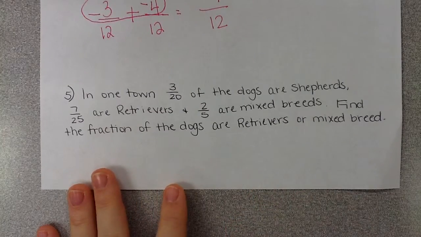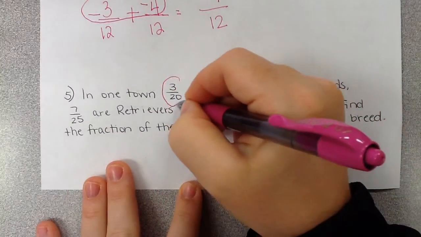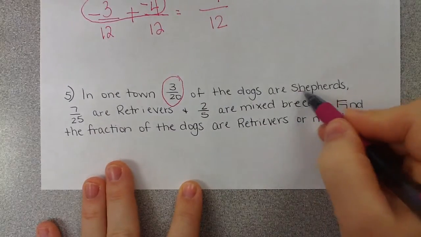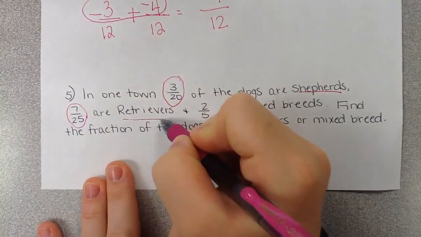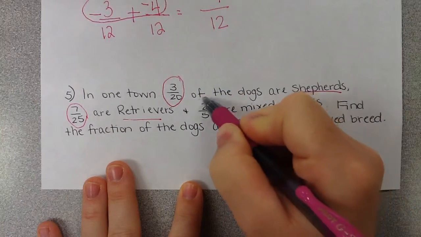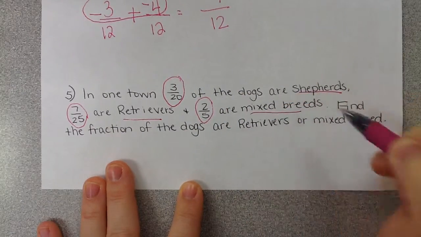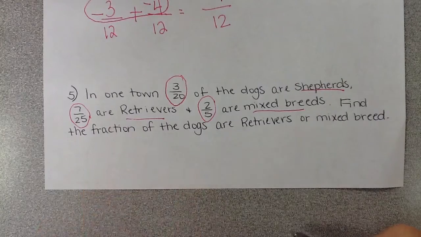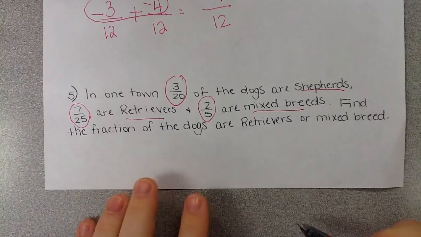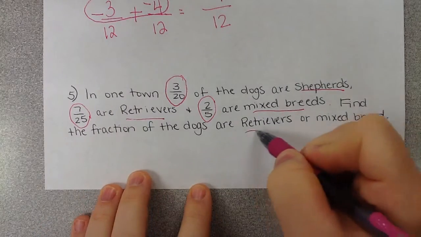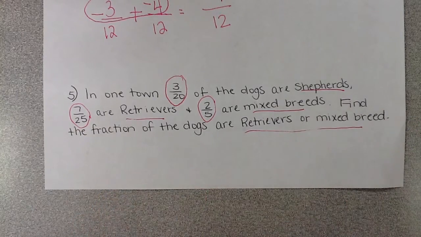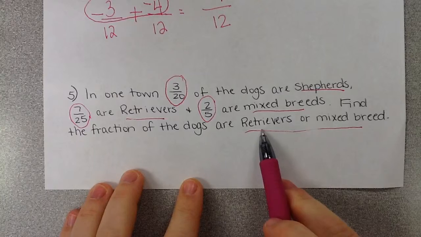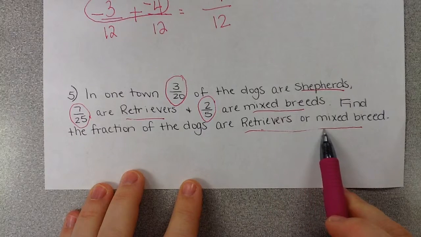In one town, 3/20ths, so that's got to be important, of the dogs are shepherds. 7/25ths are retrievers. 2/5ths are mixed breeds. Find the fraction of dogs that are retrievers or mixed. So I'm looking for retrievers or mixed. Let's pull out the information that revolves around retrievers or mixed breeds.